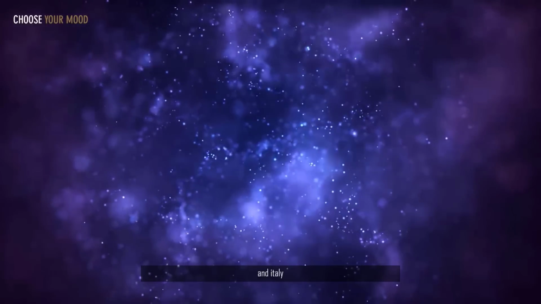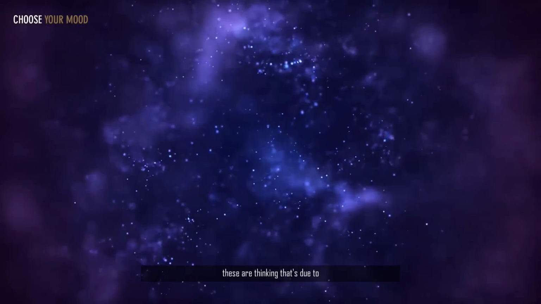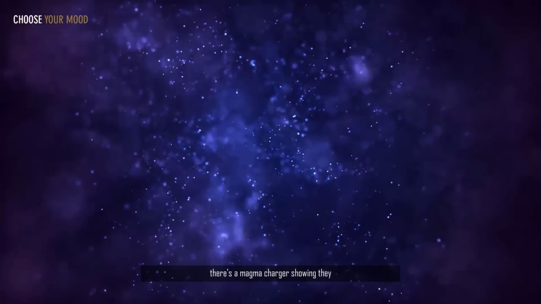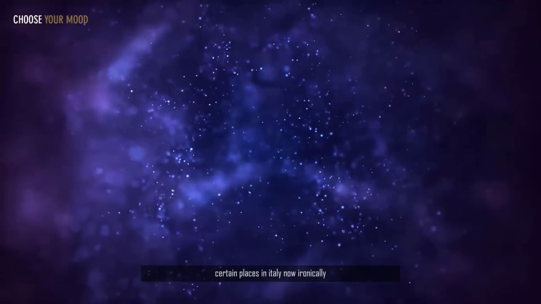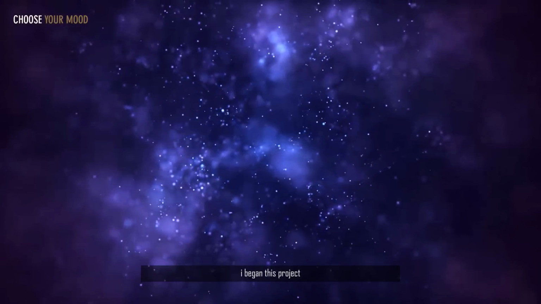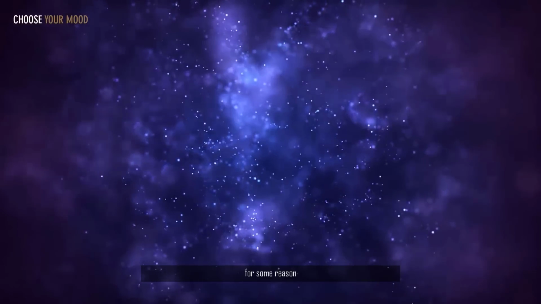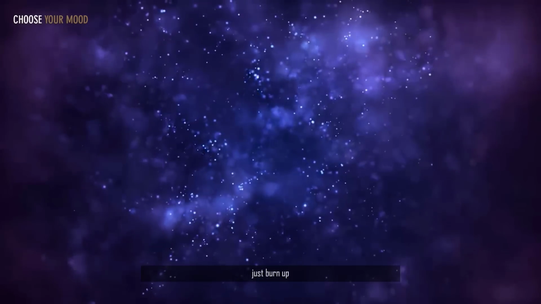Italy. Italy may have a couple that are finicky, and that's due to volcanic activity. Because the magma charts are showing they have a buildup in certain places in Italy. Now, ironically, before I began this project, Italy has always been on my mind, because for some reason, I get the feeling that place is going to just burn up.